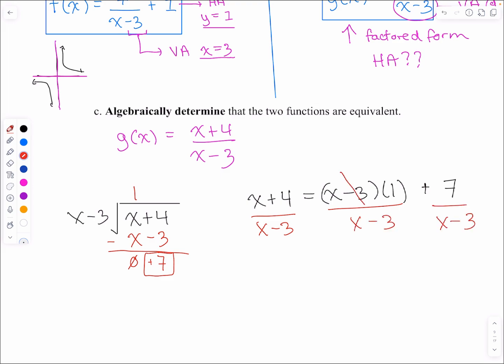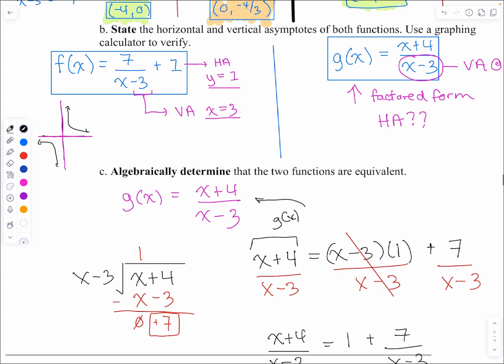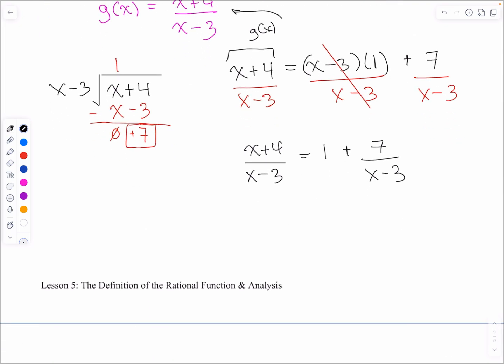So what you have here is these x minus 3's divide down. And if you take a look at the left-hand side of the equal sign here, this is our function g of x. That was our original function g of x. If you take a look, that matches up. So basically what we have then is this statement equals 1 plus 7 over x minus 3. I'm just going to rewrite this in a slightly different order. I'm going to rewrite it as 7 over x minus 3 plus 1.